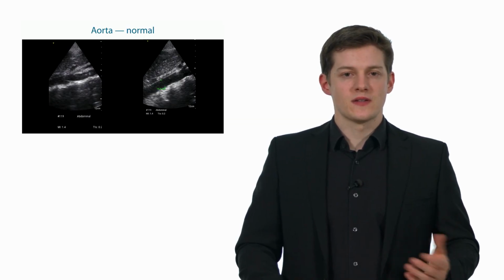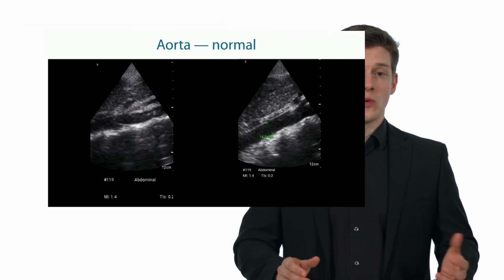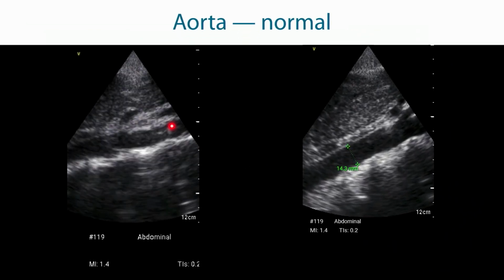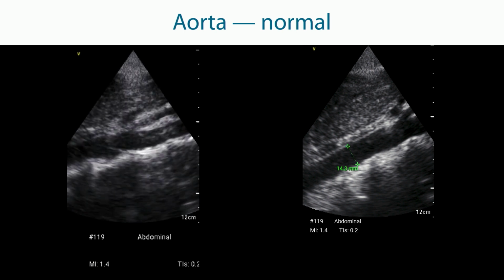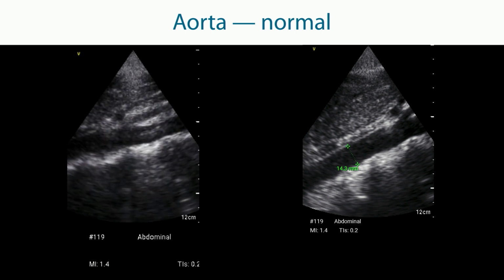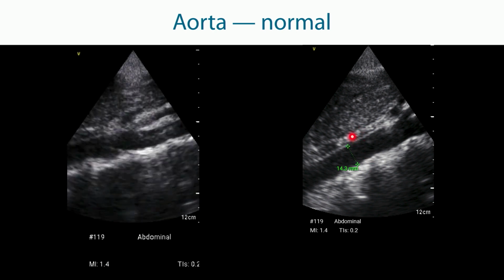In this example we see a normal aorta. This is the vessel over here. We see the celiac trunk and the superior mesenteric artery over here. One of the most important things to do is to look at how wide the aorta is. The cutoff value is somewhere in the range of 25 millimeters, so here we have a completely normal aorta.